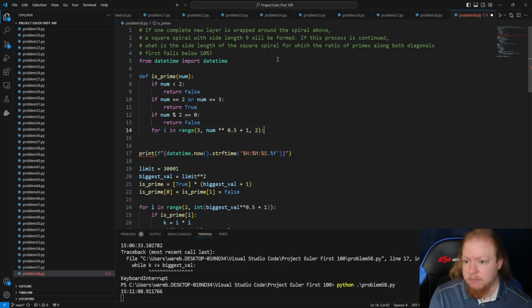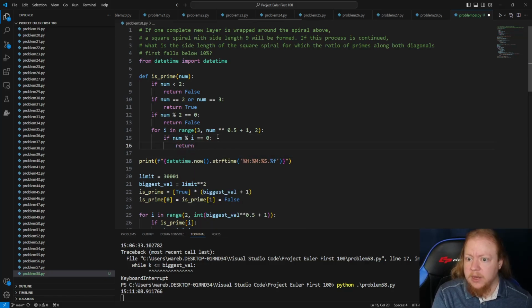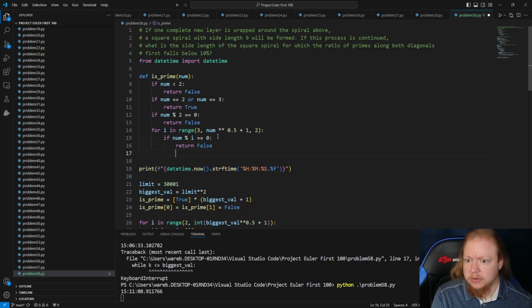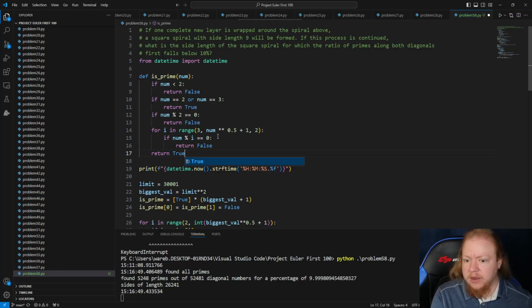But for 9, it would start with the number 3. 3 is going to be less than our condition of the square root of 9 plus 1. So what we do here is we say if num mod i equals 0, we return false. And then if we get through that loop, we couldn't find a factor.